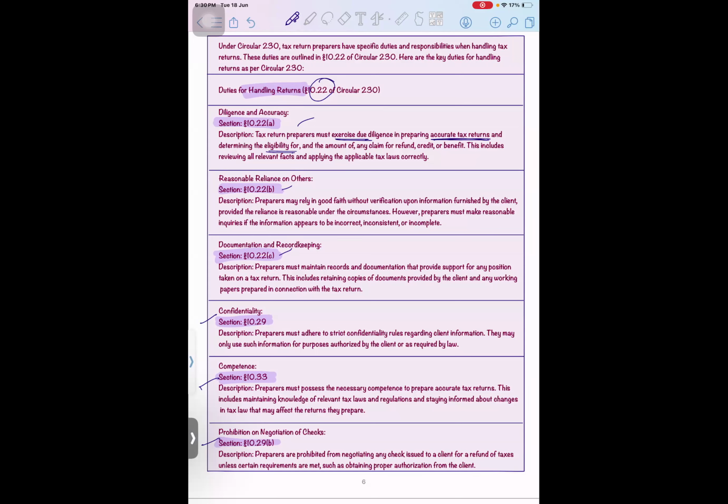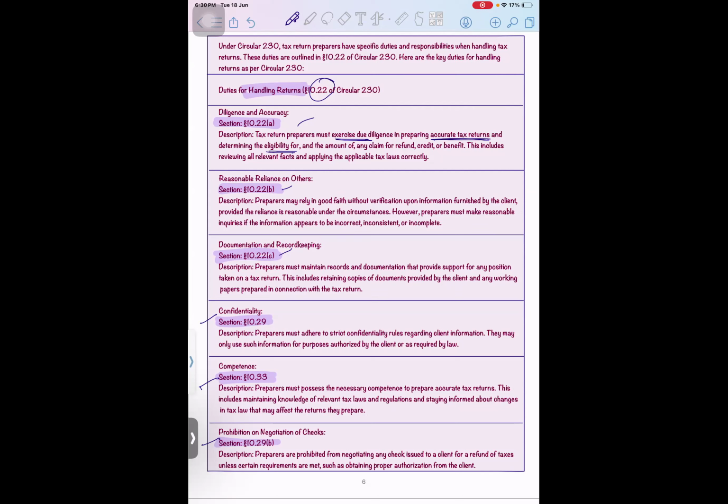The second thing is reasonable reliance on others. Now let's say you have received information which has some third-party information. Let's say a C corp or S corp where they have just mentioned in the balance sheet a bank balance of $10,000. Now you need a reasonable reliance that yes, this person might be having a bank balance of $10,000.